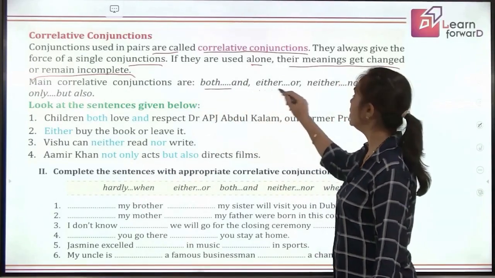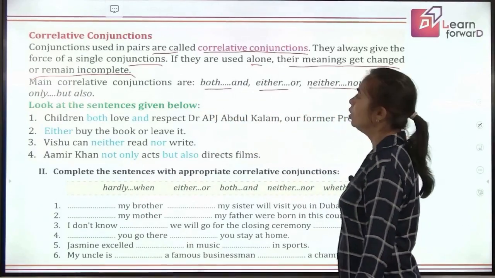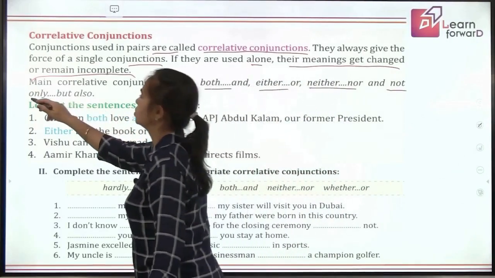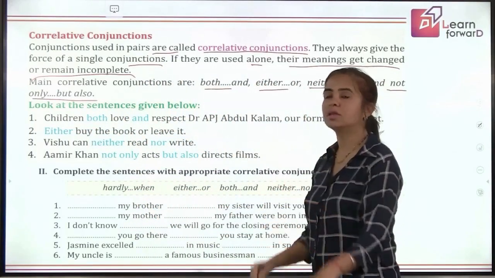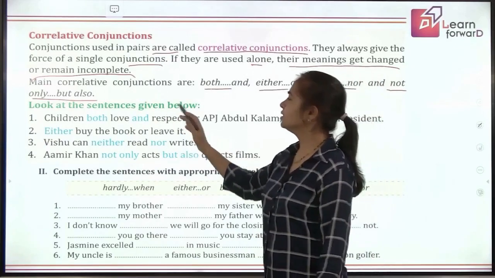What are the main correlative conjunctions? Both...and, either...or, neither...nor, not only...but also. So not only this, but also this. Like this we say. So look at the sentences given below.